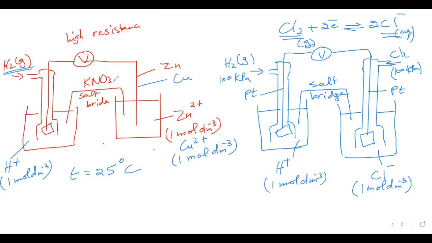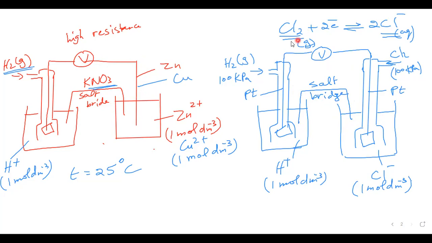Of course, using potassium nitrate as a saturated solution in this salt bridge to allow for the movement of ions in the 2 solutions. So here, if we have a metal in its solution, then directly we can connect the metal to the voltmeter by wire.